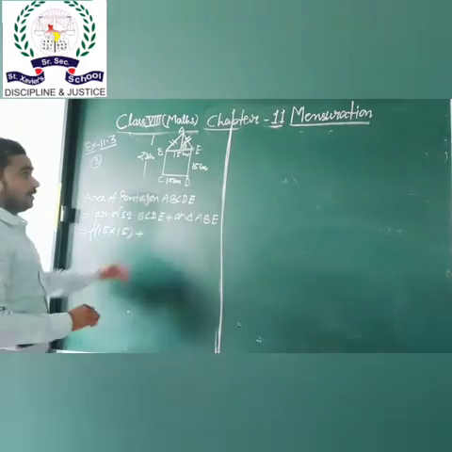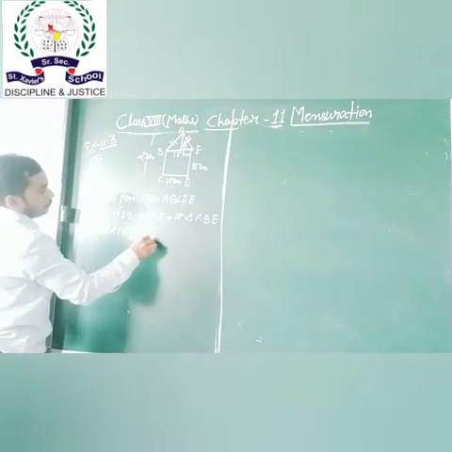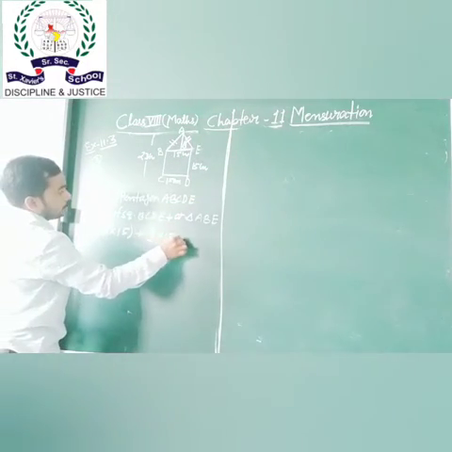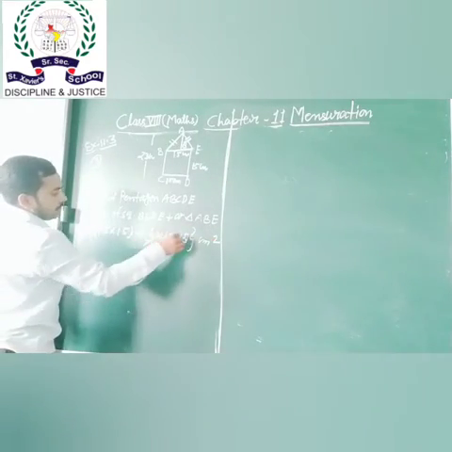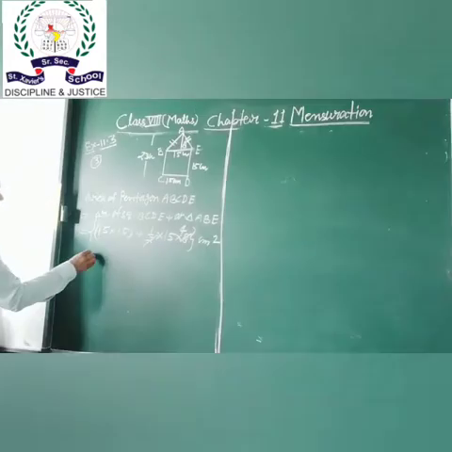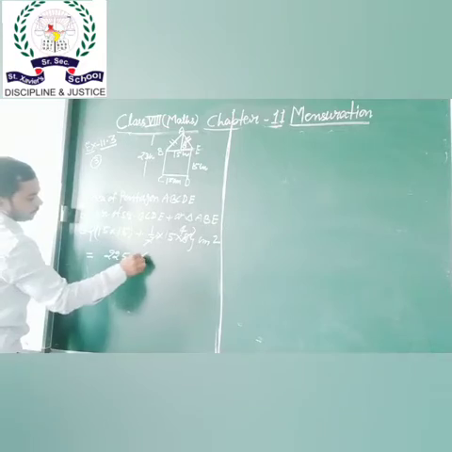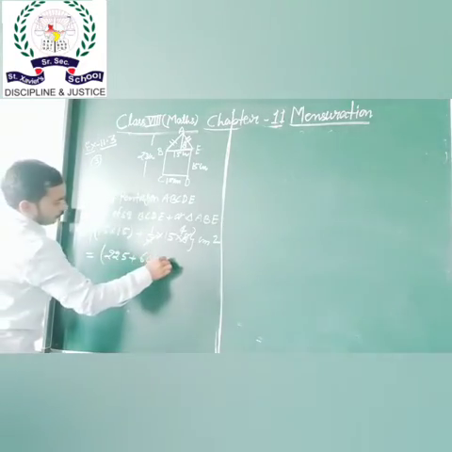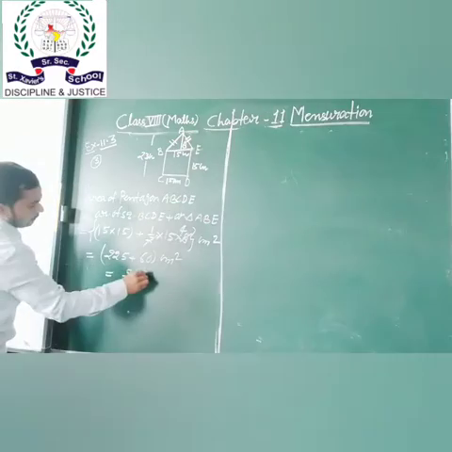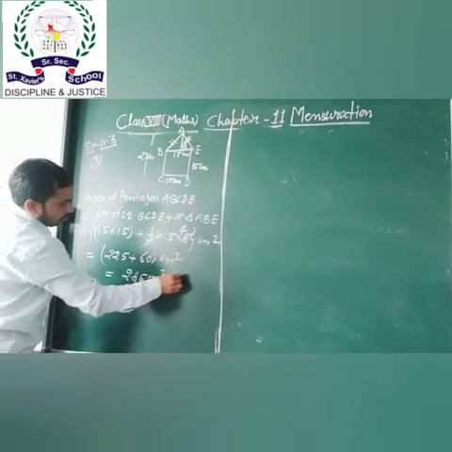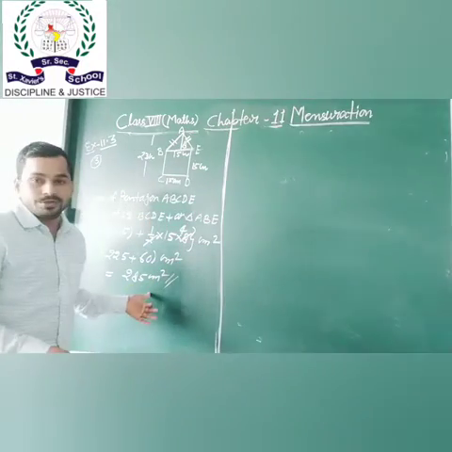Plus the area of triangle ABE, 1 upon 2 base into height. So 1 upon 2, base is 15 and height is 8. So 2 fours are 8, 15 15s are 225, plus 15 fours are 60. So 225 plus 60 equals 285 centimeter square. So the area of the pentagon is 285 centimeter square.